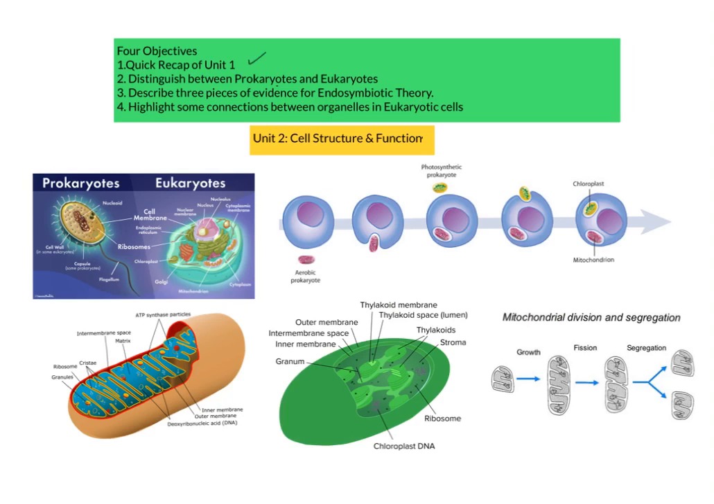We've done a quick recap of Unit 1. We've talked about prokaryotes and eukaryotes. So now I want to talk about this third objective. If you remember, one of the things I mentioned in the last segment about prokaryotes and eukaryotes was that typically prokaryotes are smaller and a little bit more simple in their functions in comparison to eukaryotes, which are a little bit larger and a little bit more complex.